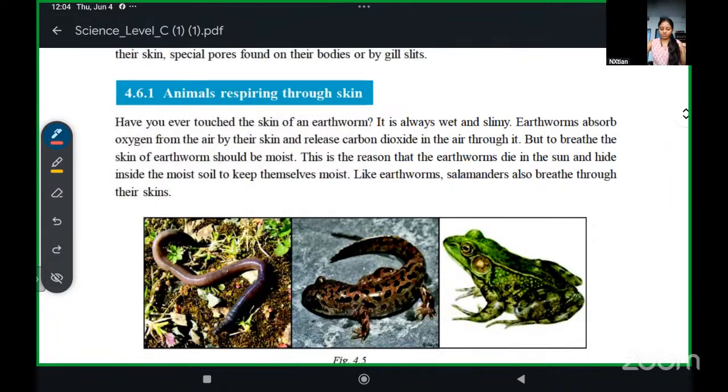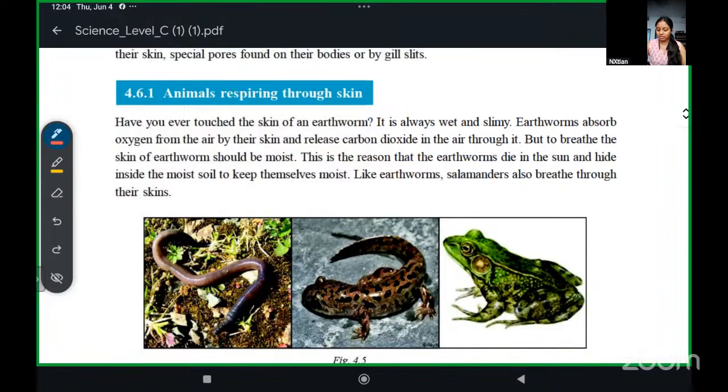This is the reason that earthworms die in the sun and hide inside the moist soil to keep themselves moist. You must have known that earthworms go into the soil and live. They cannot survive under direct sun rays, so they get under the wet soil, and there they make their home. This helps in keeping their skin moist, and when their skin is moist, they are able to breathe through it.